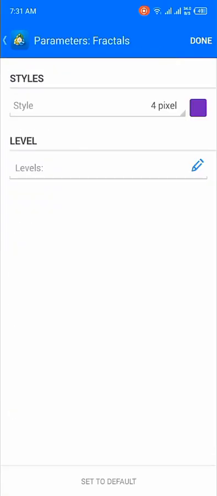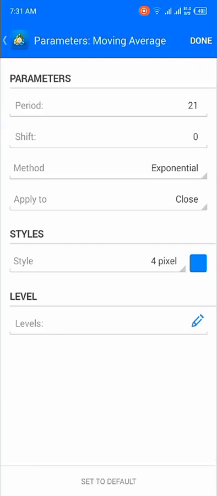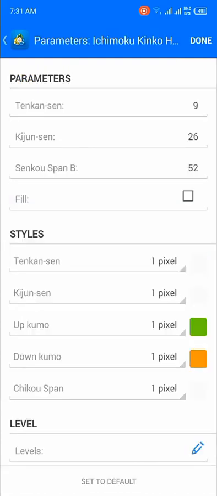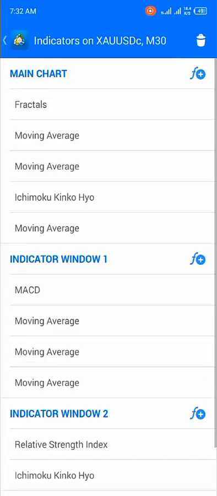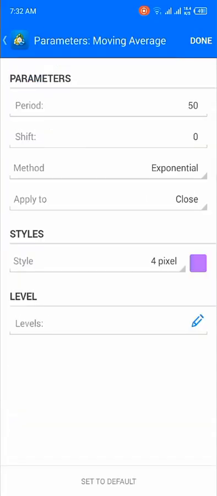So looking at the indicators for the main chart, we have fractals, we have moving average 21 period, exponential, color is blue. We have another moving average 200 period, exponential, color is black. We have Ichimoku: Tenkan-sen 10, Kijun-sen 9, Senkou Span B is 52. Up Kumo is green, down Kumo is orange. Then we have 50 period exponential moving average, color is purple.